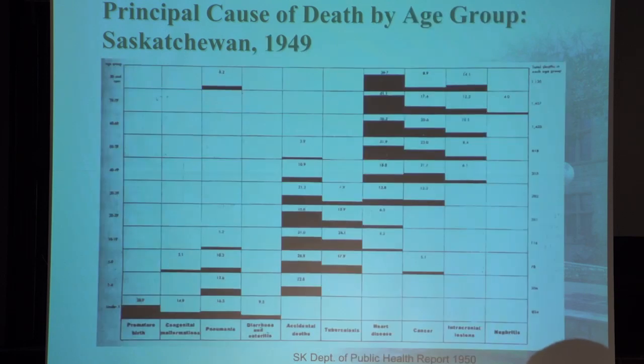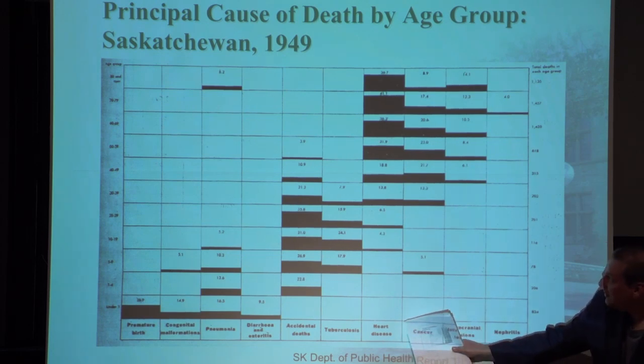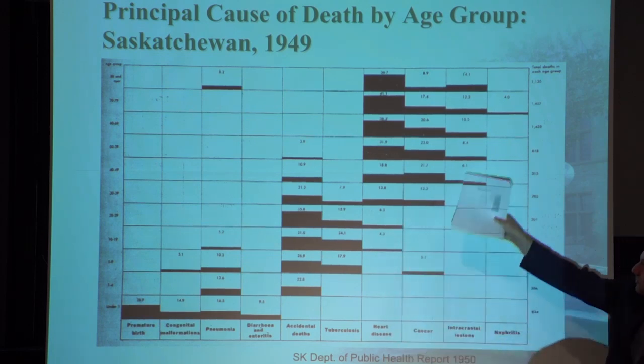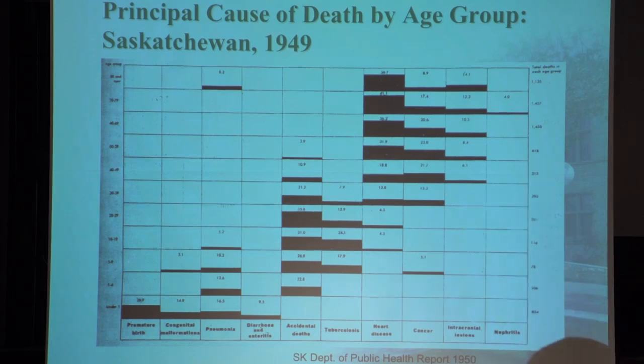This is another one of theirs from 1949, principal cause of disease. Here's cancer, and here's intracranial lesions. Here's heart disease. There's tuberculosis in the middle groups, but you start to see that the older folks are much more susceptible to heart disease, cancer, and stroke. Those are the kinds of things you would expect, but as the population ages, it becomes more and more common.